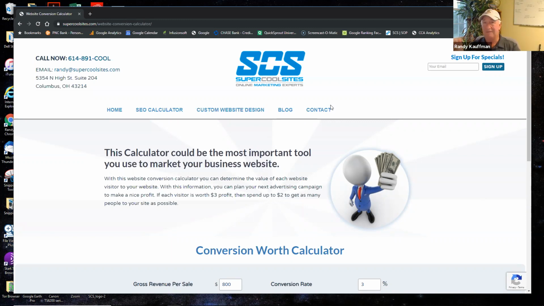And if you can ever get to the point where you can advertise for a profit, you could go crazy with this. I mean, even if you're just dealing locally, if you have a local audience, or even if you have a national audience, knowing what each visitor is worth to you is very, very important. Because then you can advertise and keep track of your advertising conversion rate and get as many clients and profit as you want.